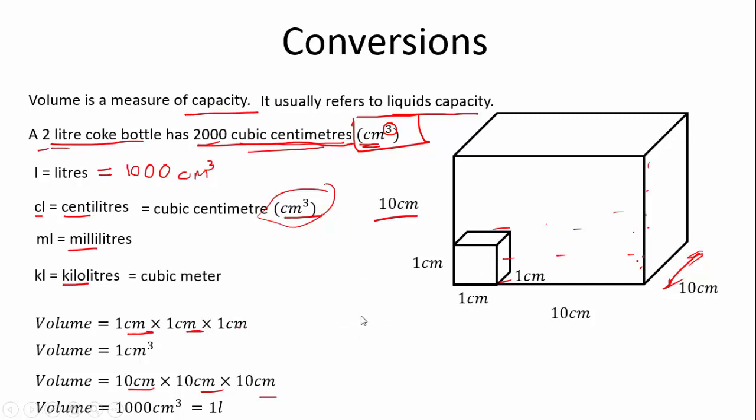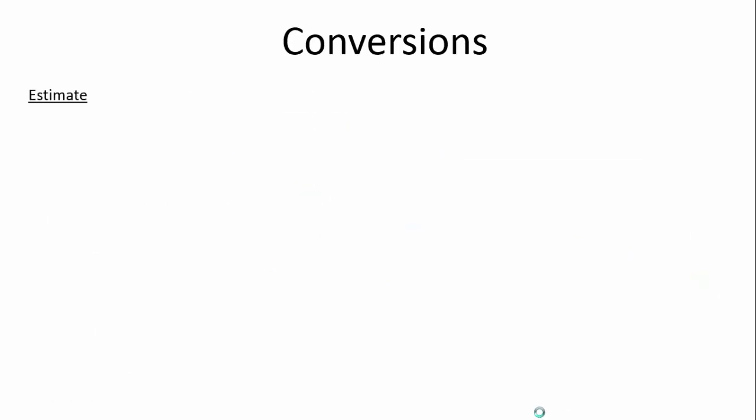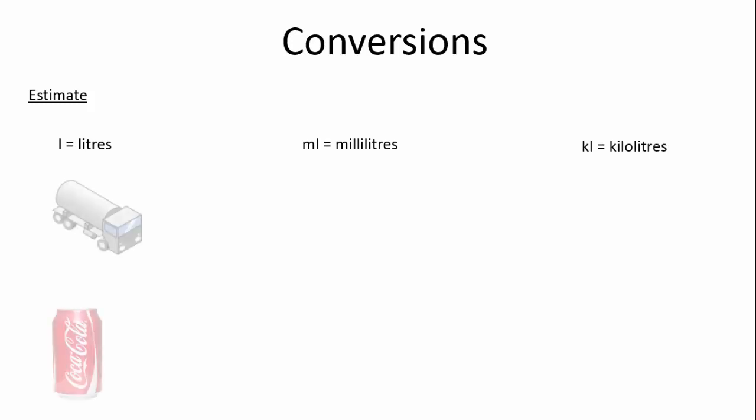Okay. KL you might see referred to as cubic meter. Right, let's start estimating. We have liters, milliliters, and kiloliters. I'm going to show you a bunch of pictures, and I want you to tell me what unit best describes the picture. Let's look at this oil tanker and this Coke can. Is this oil tanker best measured in liters, milliliters, or kiloliters? Most commonly, you're going to see something like an oil tanker measured in liters. You could get away with kiloliters, but liters is the most common.